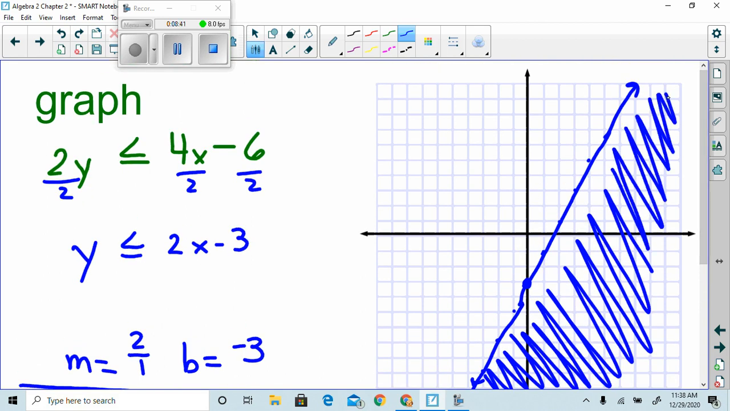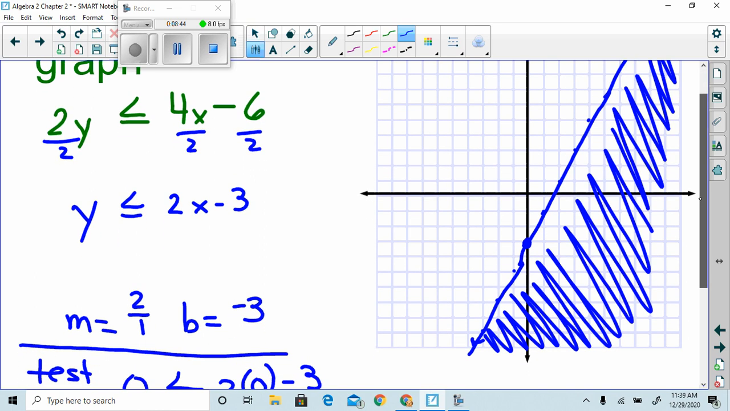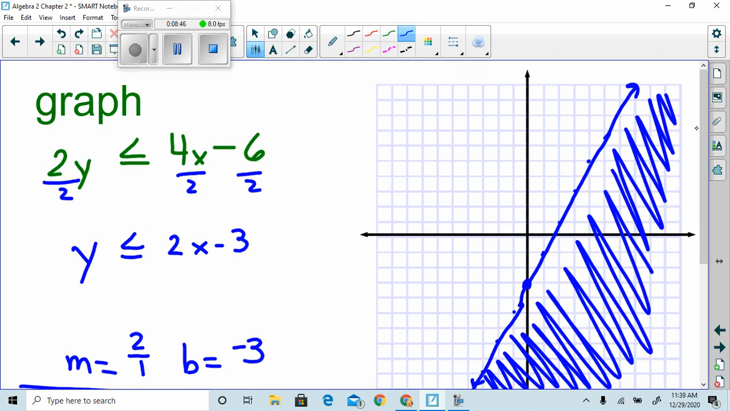And we'll be doing many more of these in class, but this should give you a good head start on how we're going to be graphing linear inequalities in two variables.